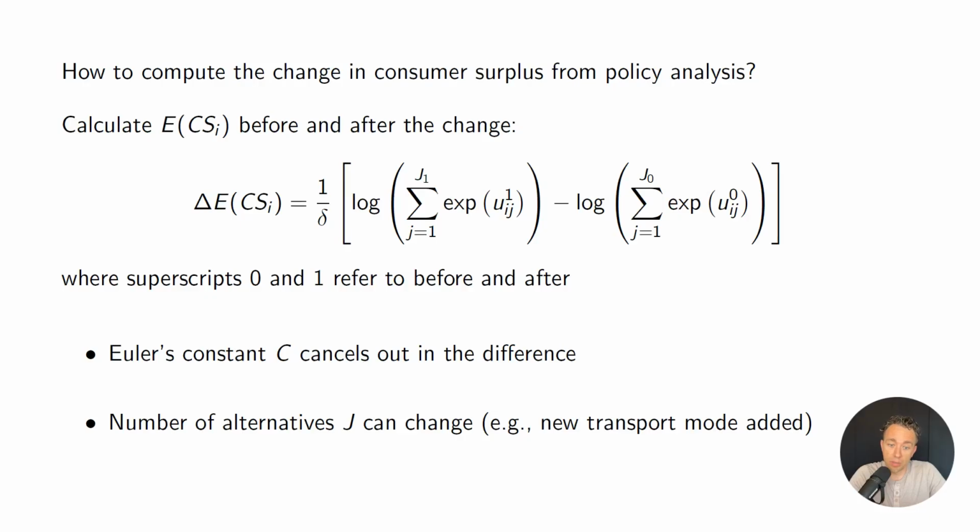And we should also note that the superscripts in the summation index, those can be different values, meaning that we might introduce a new mode of transportation, or we might introduce some other new choice alternative. So this is really a foundational tool for any kind of cost-benefit analysis using an actual empirical discrete choice model.